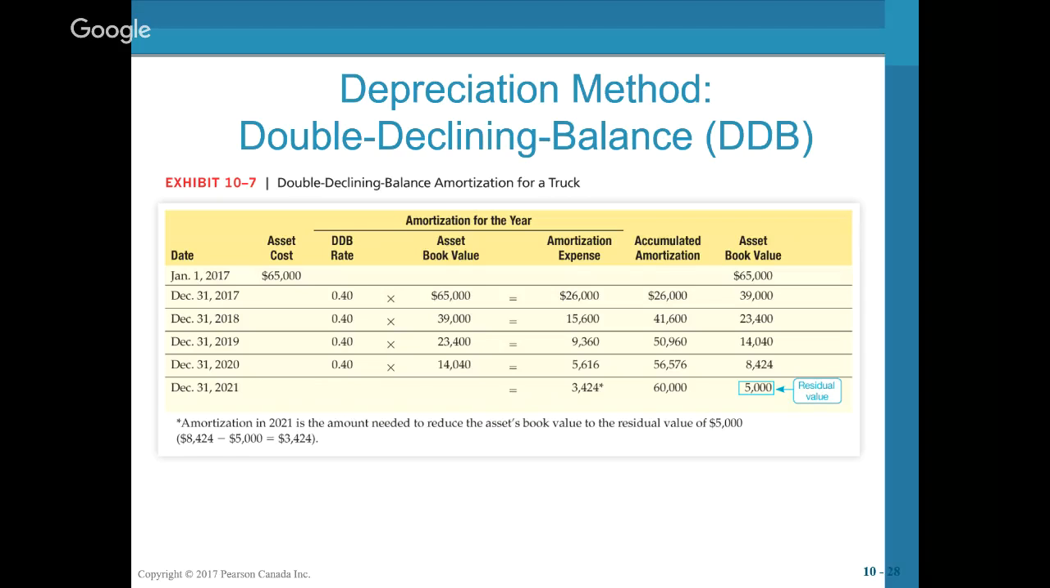40% of 39,000 gives you 15,600. Our accumulated depreciation then is 26 plus 15,600. Right, the 26,000 last year plus the 15,600 this year, giving us $41,600, or an asset book value now of $23,400.